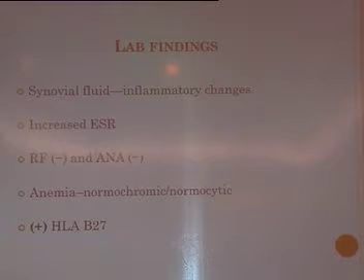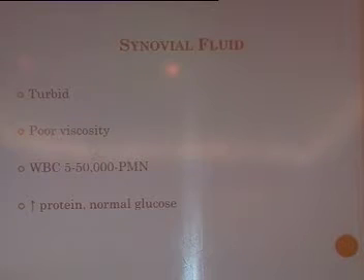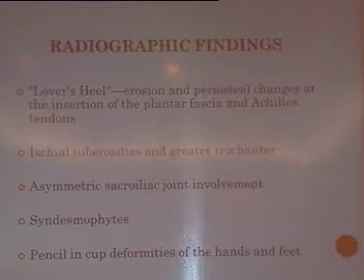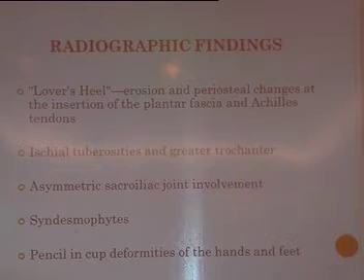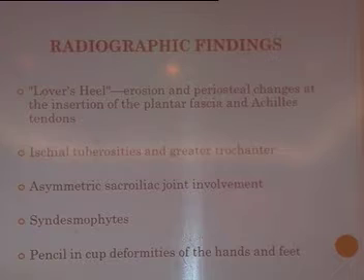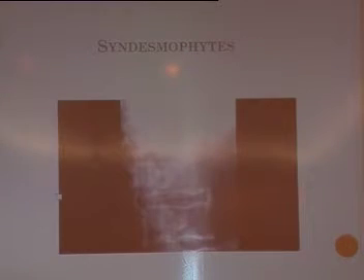Synovial fluid shows inflammatory changes with increased ESR and negative rheumatoid factor. We see turbid fluid, poor viscosity, and high leukocyte count with increased proteins. On X-rays, we see erosions and periosteal changes at the insertion of the plantar fascia and Achilles tendon, and the ischial tuberosity. Asymmetric sacroiliac joint involvement is always seen here with syndesmophytes, and pencil and cup deformity is typically described when there is osteolysis of phalanges as well as metacarpals. So this is the symptomatology.